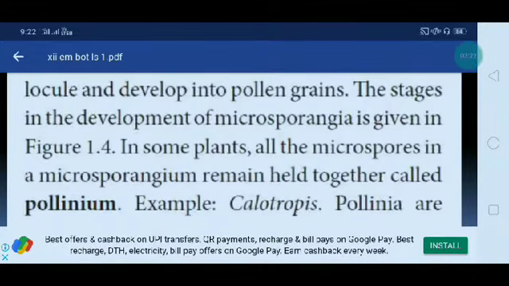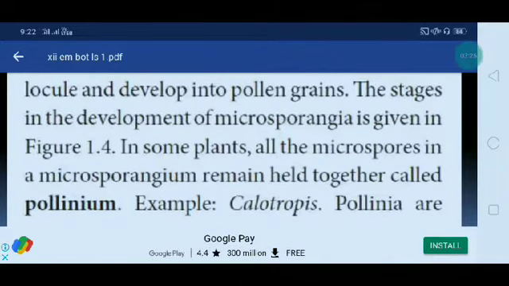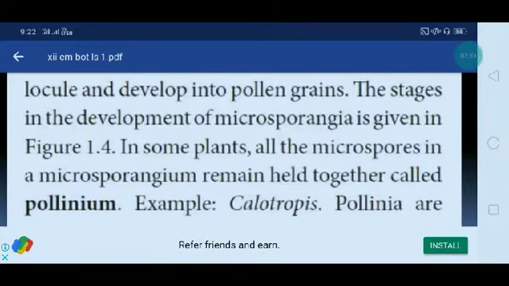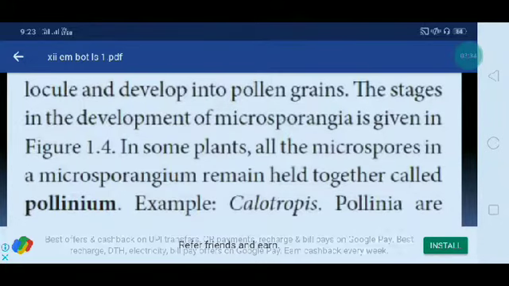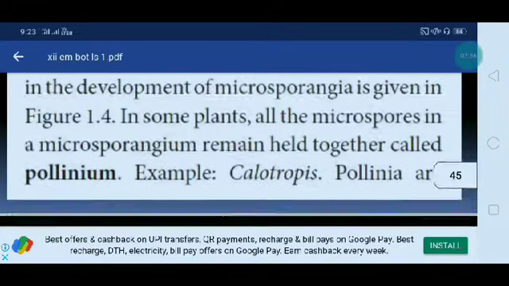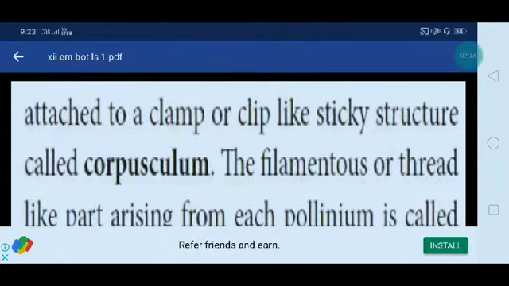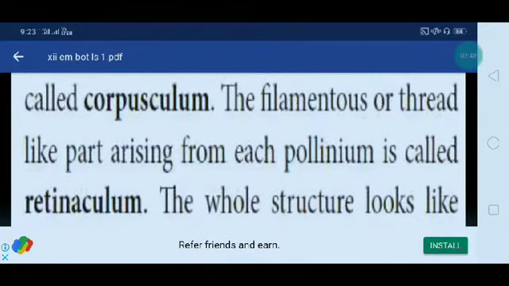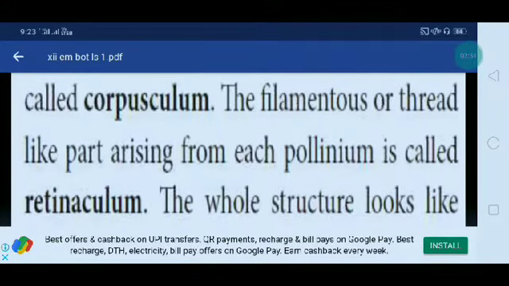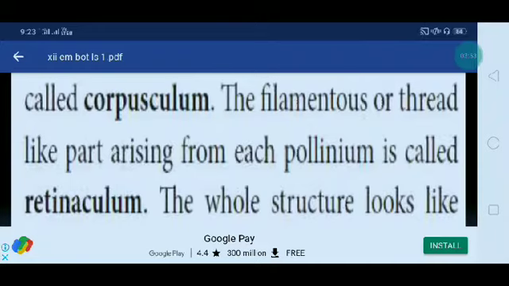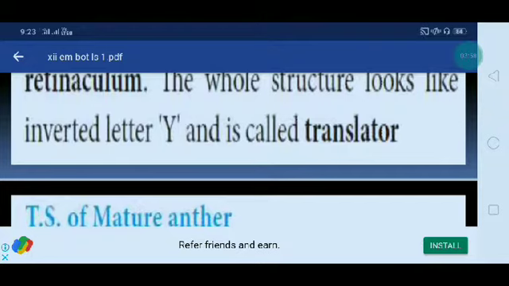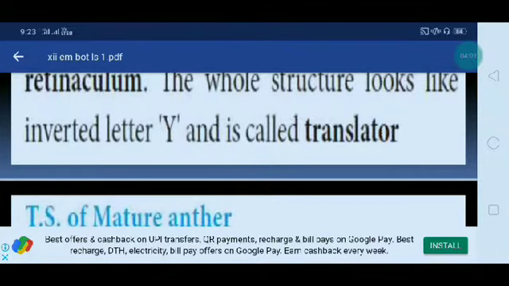In some plants, all the microspores in a microsporangium remain held together, called pollinium. Pollinium is present in Calotropis. A number of microspores are present in a pollinium. Pollinia are attached to a clamp or clip-like sticky structure called corpusculum. The thread-like part arising from each pollinium is called retinaculum. The whole structure looks like an inverted letter Y and is called translator.